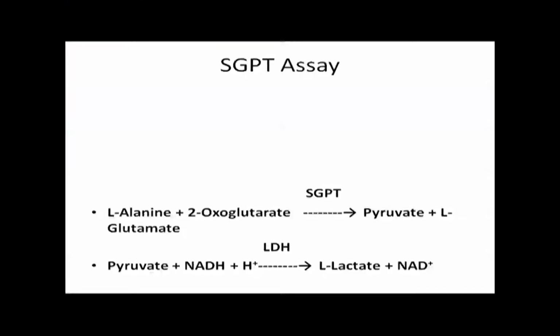It is according to the IFCC method proposed in 1991. From alanine and oxoglutarate, with the help of the enzyme, pyruvate and glutamate are produced. This pyruvate can be converted to lactate by the help of lactate dehydrogenase enzyme, where NADH participates with the pyruvate, which is converted to NAD+. This NADH absorbs at 340 nanometer. So, by the reduction of 340 nanometer OD, we can get an idea about the enzymatic activity, especially for SGPT.